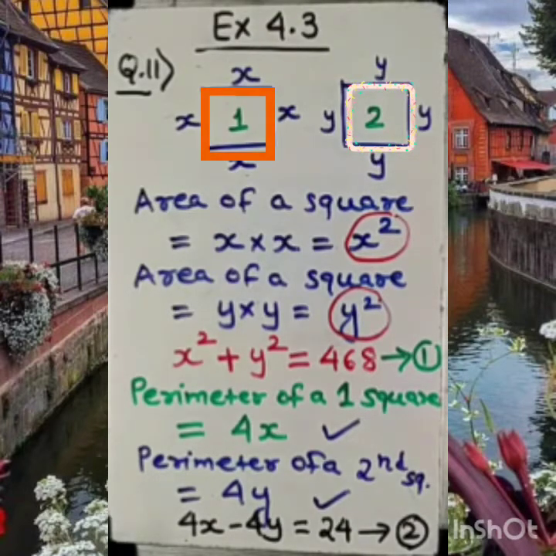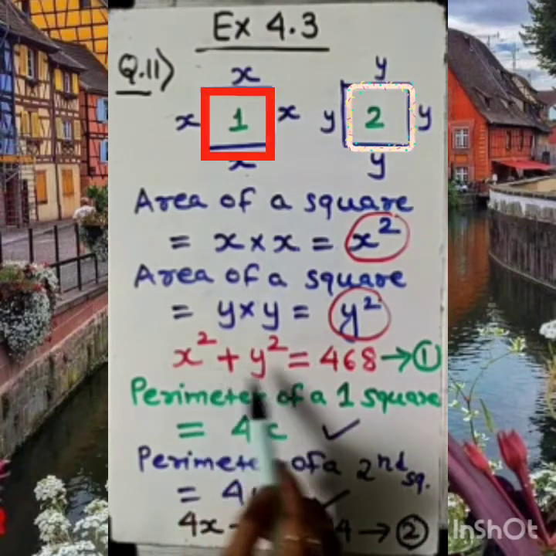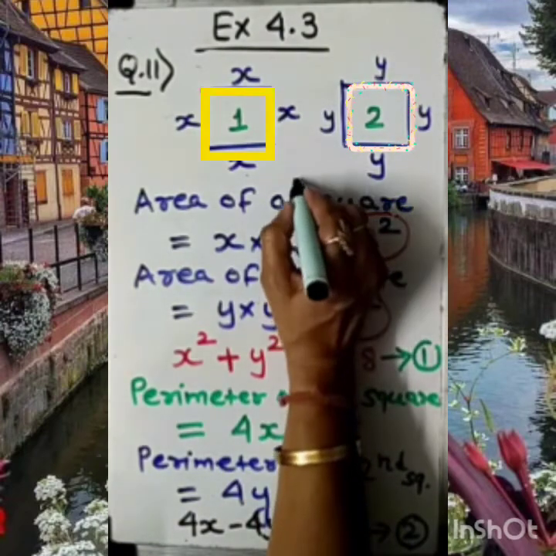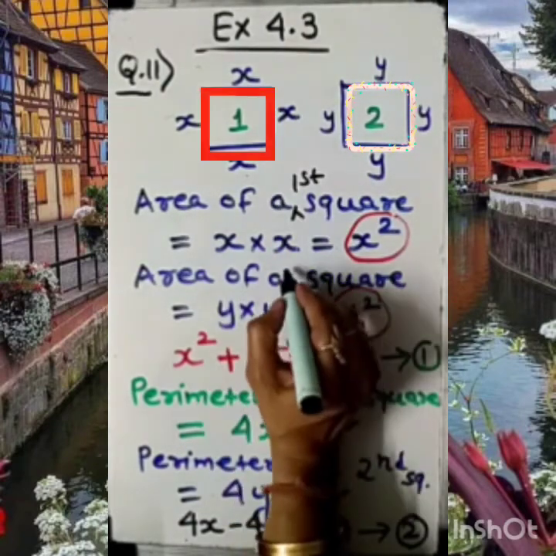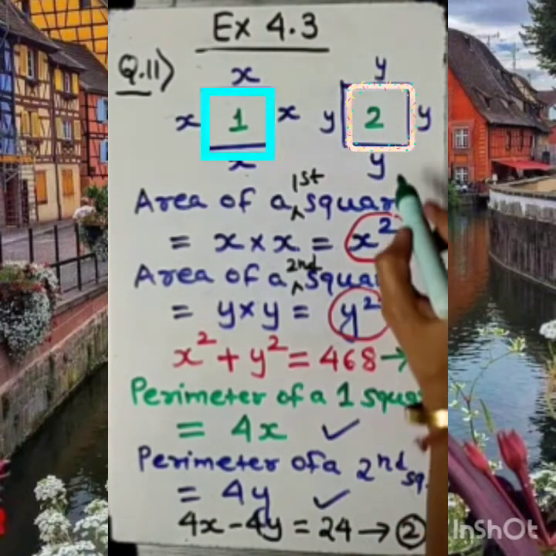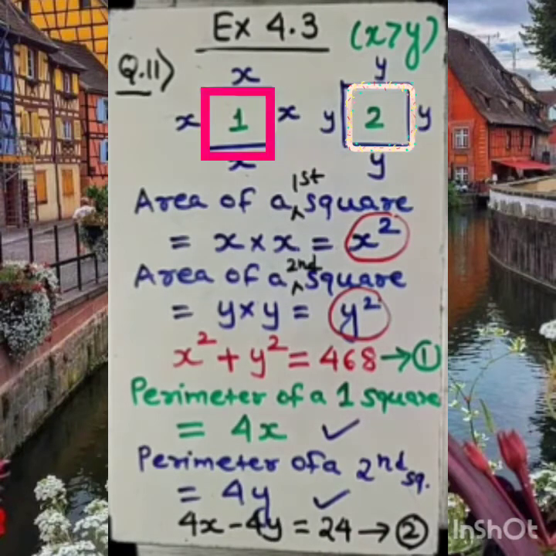Fine. Now let's simplify both of these equations and try to find the value of the side of each square. Here you can see the area of the first square and the area of the second square. One thing is clear: the area of the first square is bigger than the second square. So for better understanding, you can mention that x is greater than y, the side of the first square is bigger than the side of the second square. Let's simplify further.